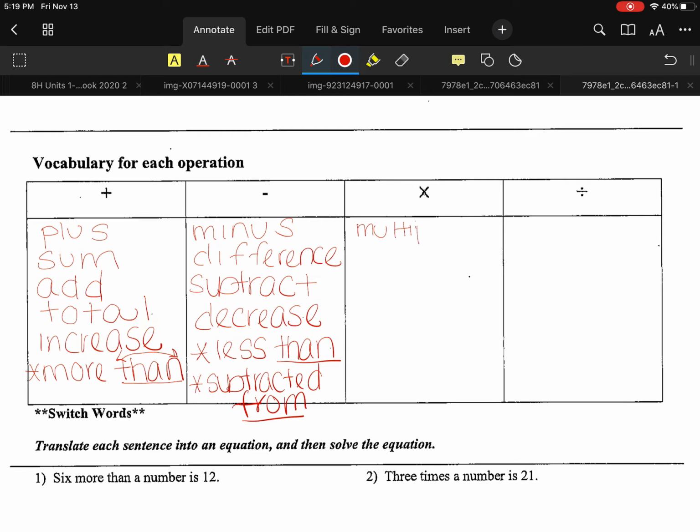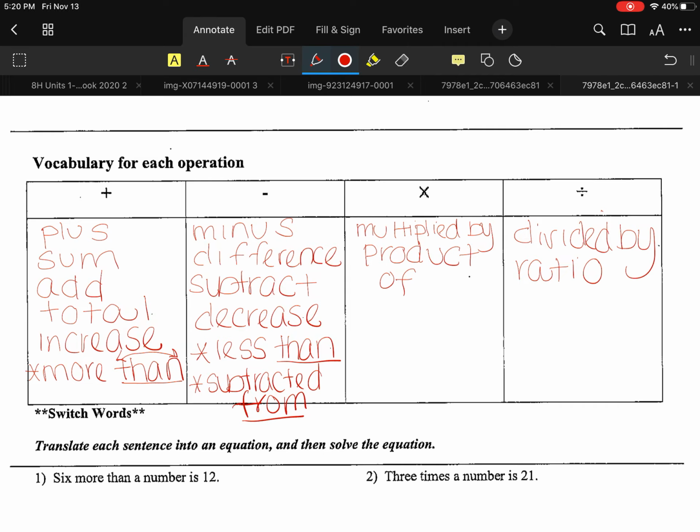Multiplication, so multiply or multiplied by, right? Product of. Division, maybe not division, maybe divided by, because you wouldn't see the word division in a word problem. So divided by, ratio. And again, as we go through the word problems, we can come back and add more to this list.